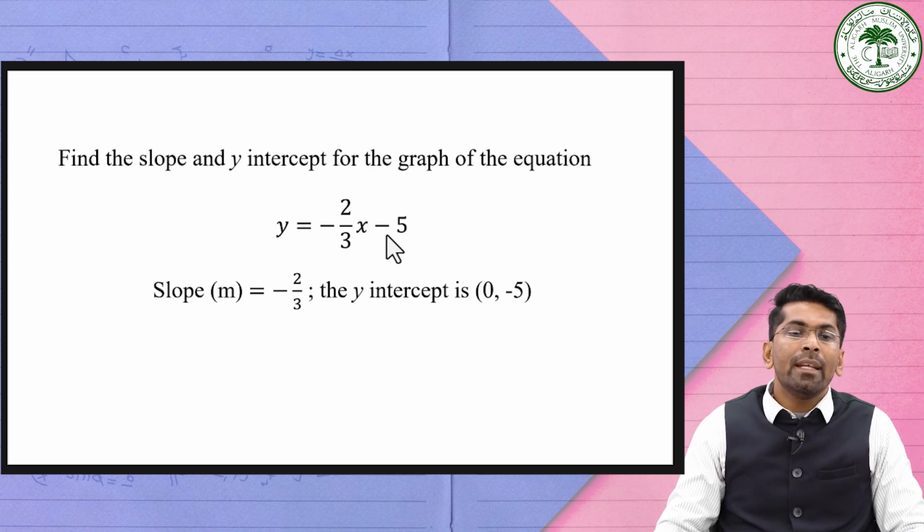And for the y-intercept term, if x is equal to 0, then this entire term will become 0, then y is equal to minus 5. So when x is equal to 0, y is equal to minus 5, and this is known as the y-intercept term. The y-intercept can be found by assuming x is equal to 0 and finding the value of y. So the slope is minus 2 by 3, and the y-intercept term is 0, minus 5.